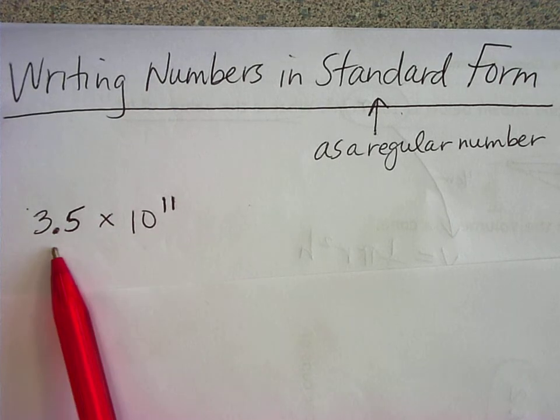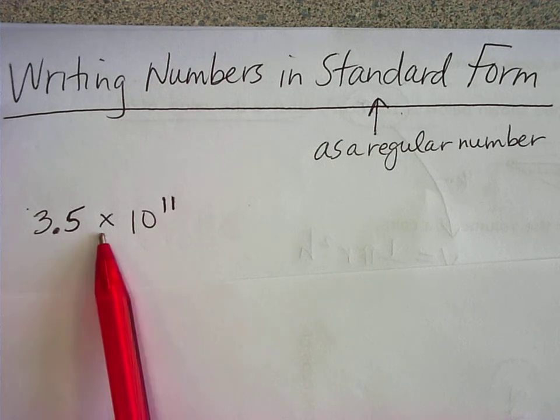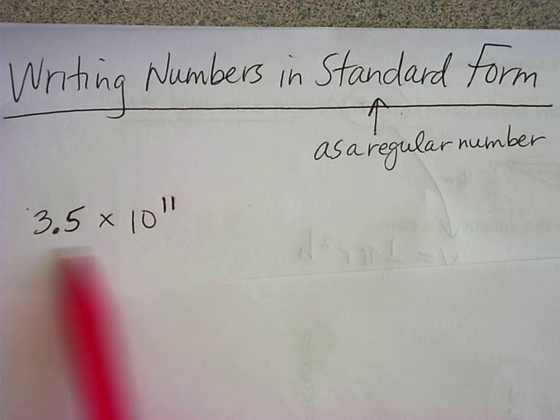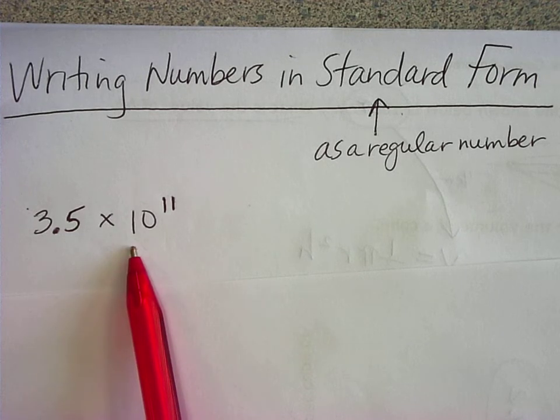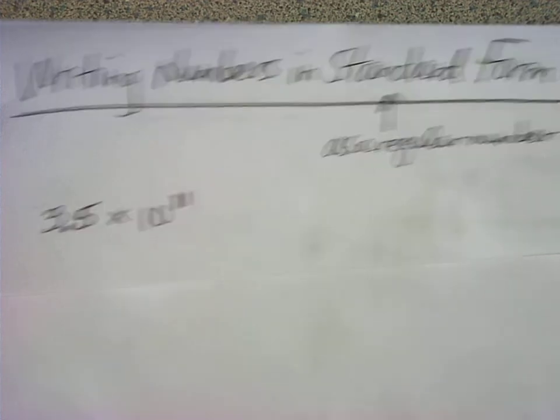It has two factors to it, the product of two factors. It's a number between 1 and 10, 1 or more but less than 10, and it's multiplied by a power of 10. So this is scientific notation right now. If you're asked to write this kind of number in standard form, that means write it as a regular number, turn it into a regular number.